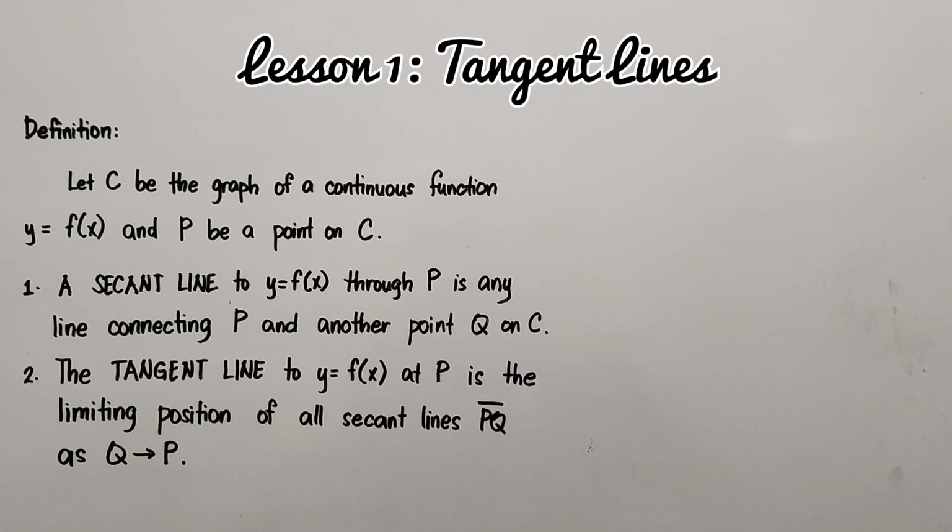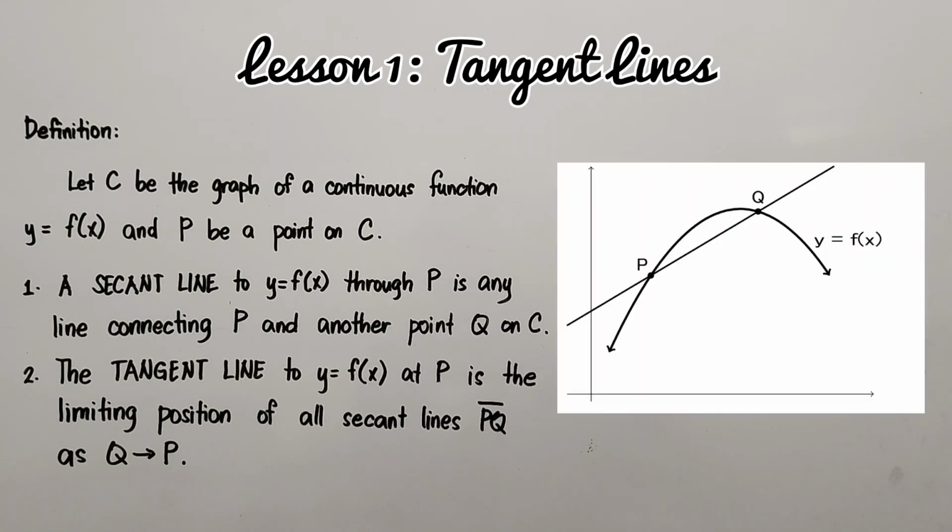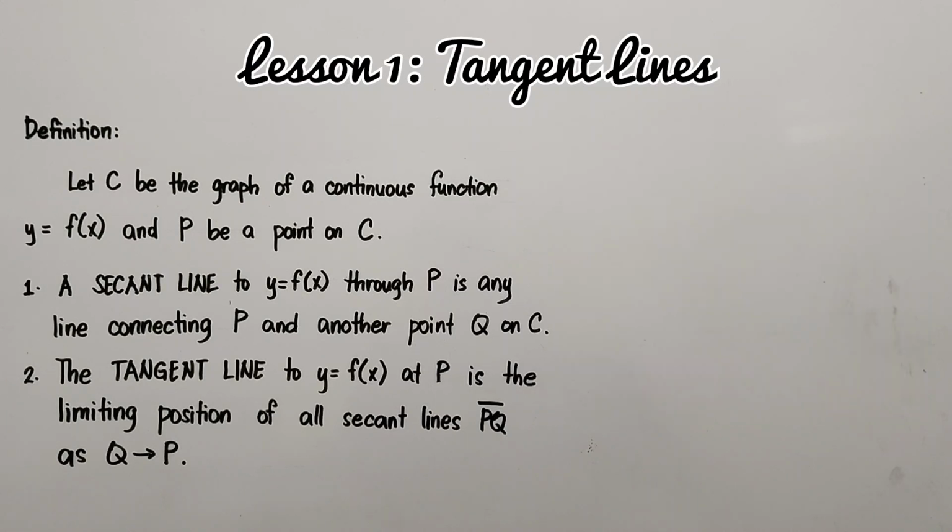Let C be the graph of the continuous function y equals f of x and P be a point on C. A second line to y equals f of x through P is any line connecting P and another point Q on C. We select any point Q on the graph and we connect point P and Q with a line. This line segment PQ is a second line of y equals f of x through P.